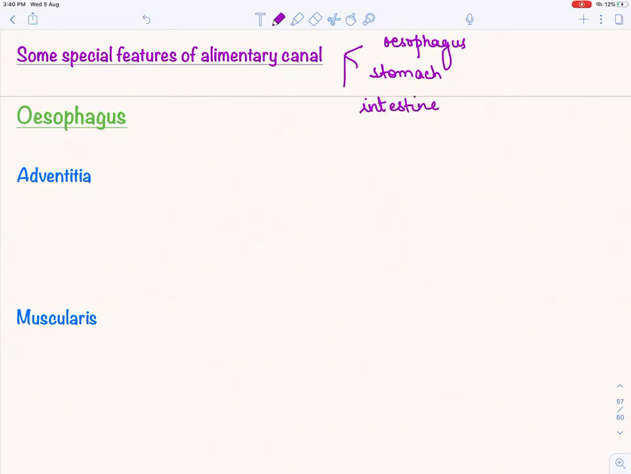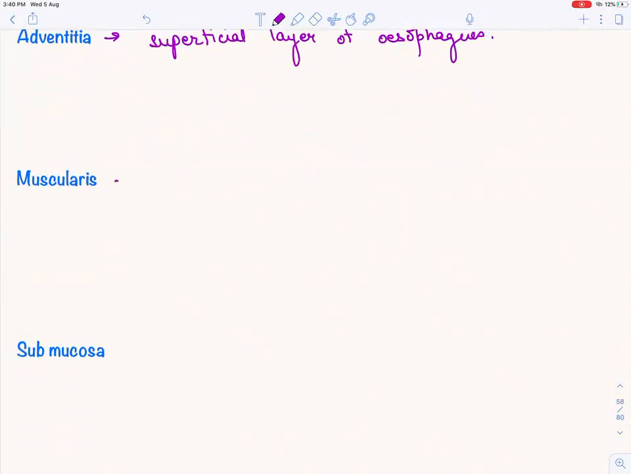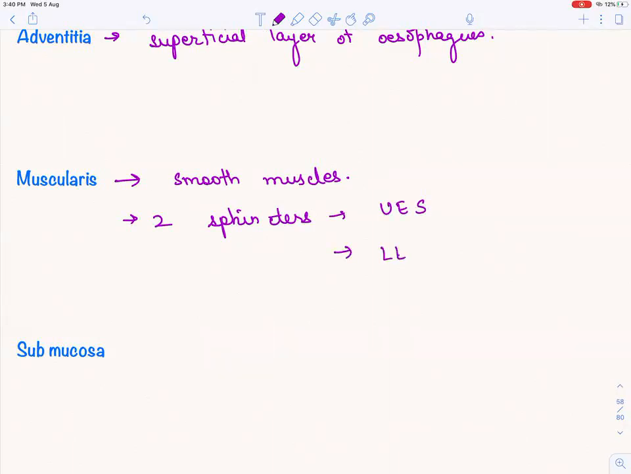Okay, so the wall of esophagus consists of 4 layers as the rest of the alimentary canal. So what is adventitia? This is the superficial layer of esophagus. And muscularis is made up of smooth muscles. Okay, and there are 2 sphincters. What are these 2 sphincters? One is the upper esophageal sphincter and one is the lower esophageal sphincter, or the cardiac sphincter.